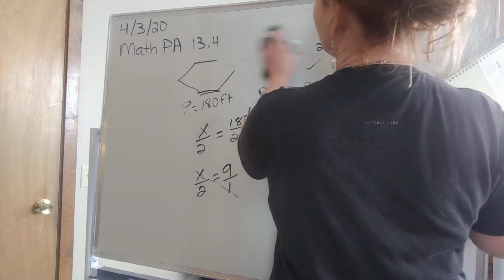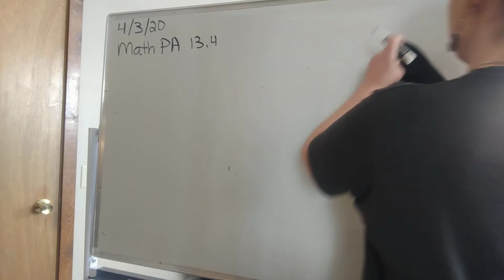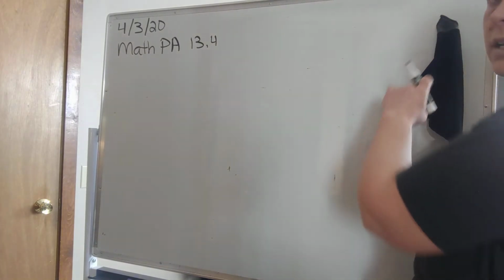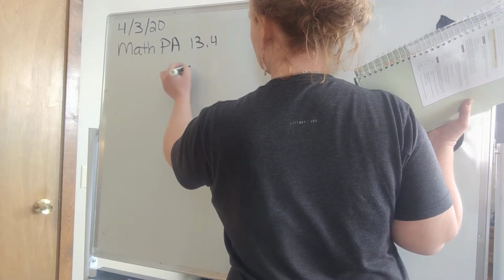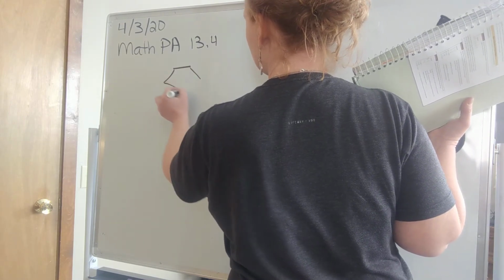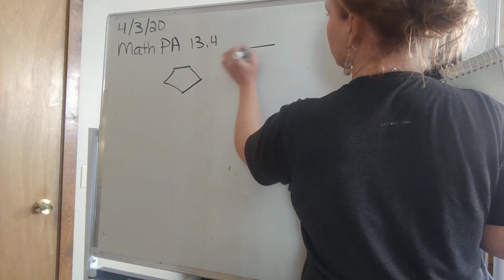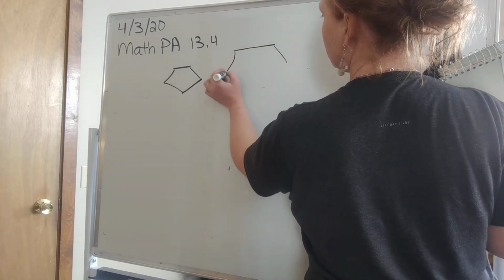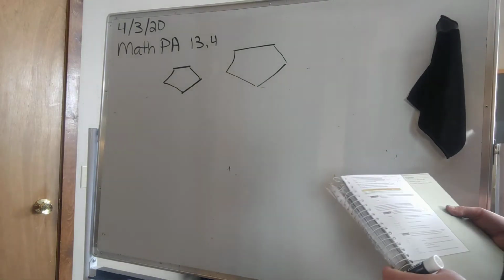Okay, so let me draw our pentagons. I always need to draw the shape because I'm a visual learner and I need to see it. So make sure you draw these shapes. A pentagon is 1, 2, 3, 4, 5. And then let's do a bigger one. 1, 2, 3, 4, 5. So there's our two similar pentagons.